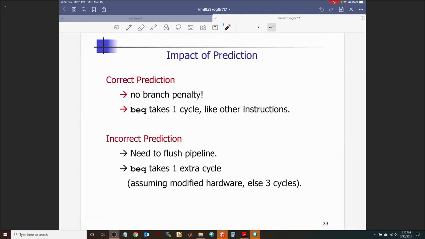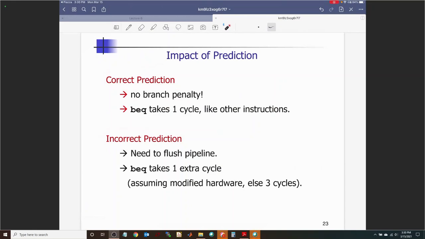Now, whenever you predict, you would want to go right, but sometimes you may be wrong. So if you do a correct prediction, what is the impact? And when you do an incorrect prediction, what is the impact? If you do a correct prediction, we have no branch penalty because you did it right. And branch when equal takes just one cycle like other instructions. You are going through the branch when equal instruction, and soon after that you have predicted it correctly. You don't have to waste any time.